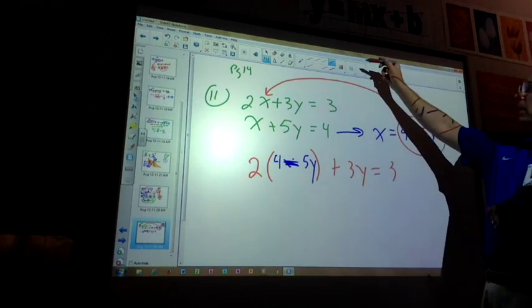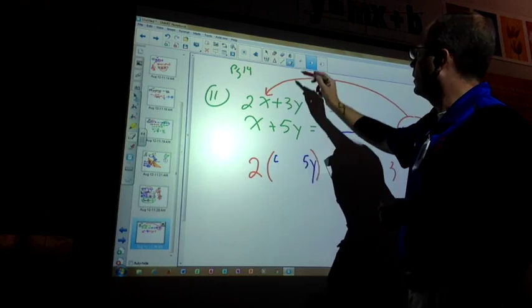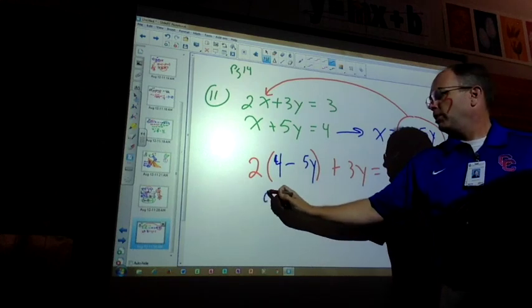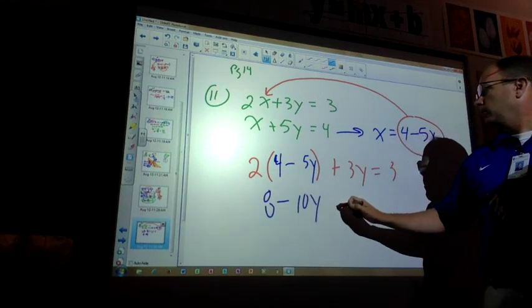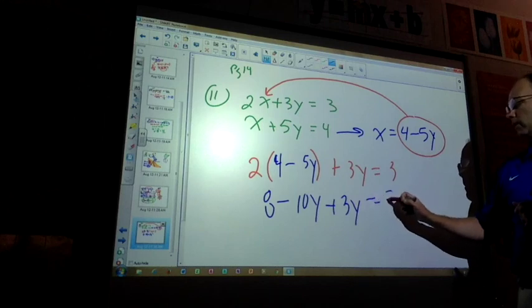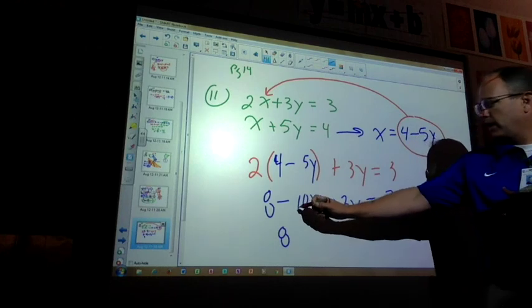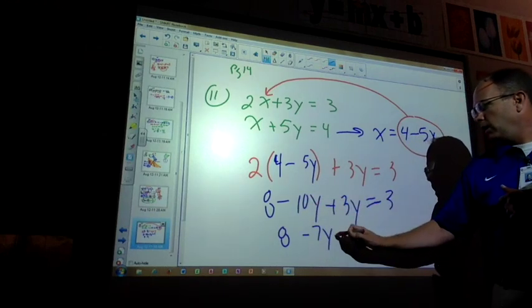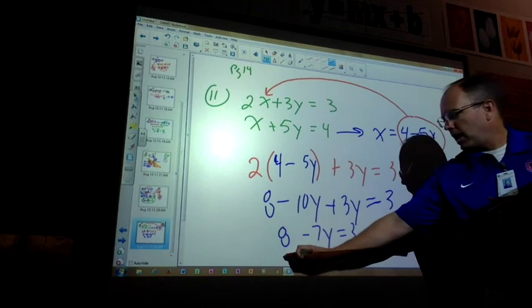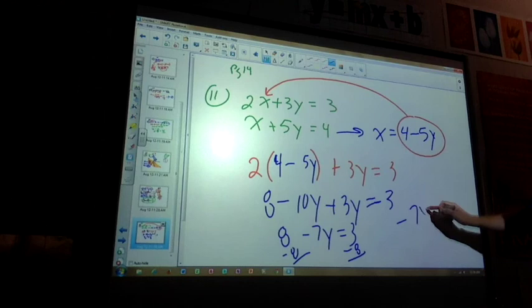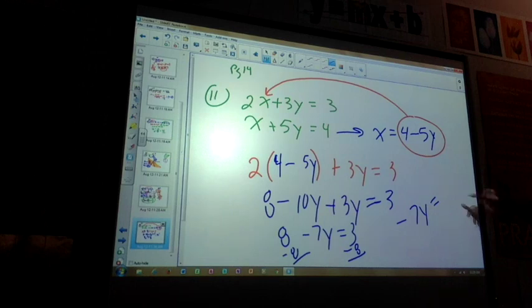Okay? Here, let's make that a little nicer. Erase that. 4 minus 5y. Okay, distribute over the parentheses: 8 minus 10y plus 3y equals 3. Good. Let's combine any like terms. So 8's coming around for the ride for now. I'm going to get negative 7y equals 3. Subtract 8 from both sides, just showing my work. So I get negative 7y is equal to negative 5. All right, 3 minus 8, negative 5.